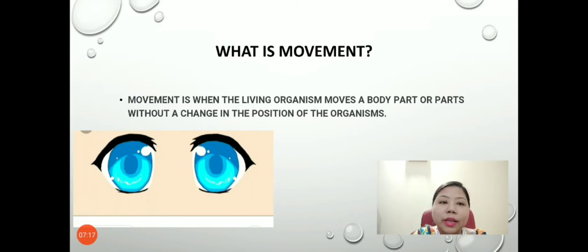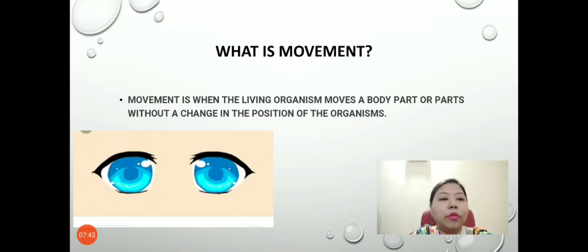Movement is when a living organism moves a body part or parts, without a change in the position of the organism, or the position can also be changed. When movement takes place, either the different parts will move or the organism can also change its place. So that is what we understand by movement.